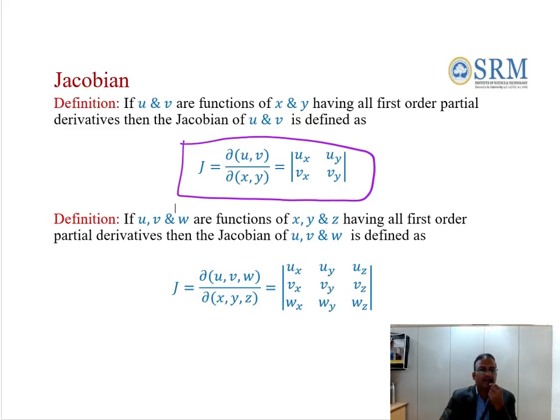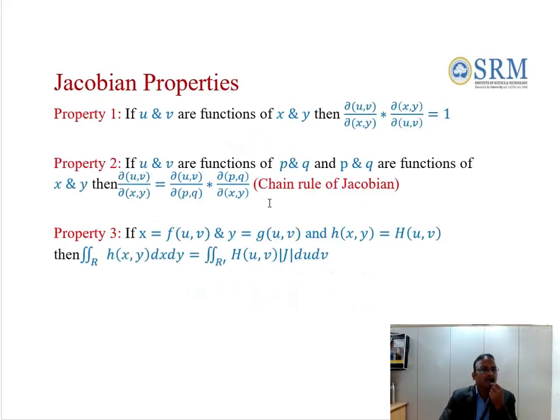Now let us see one or two problems based on this Jacobian. The Jacobian has some properties. If u and v are functions of x and y, then the Jacobian of u and v with respect to x and y times the Jacobian of x and y with respect to u and v is equal to 1. That is, the product of these two is going to be 1. This is a very useful relation.